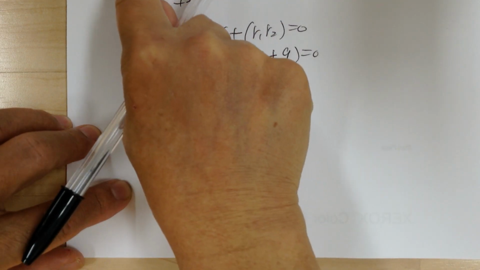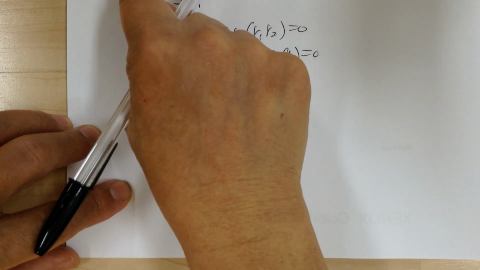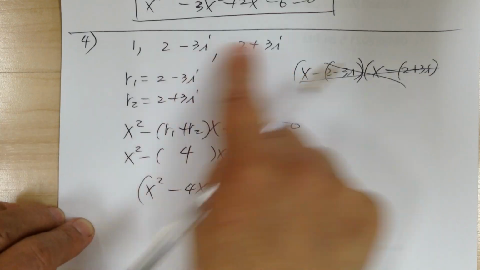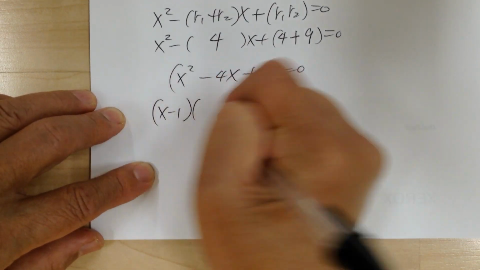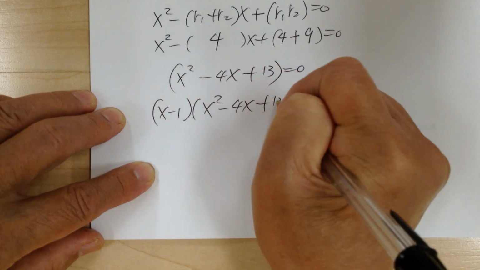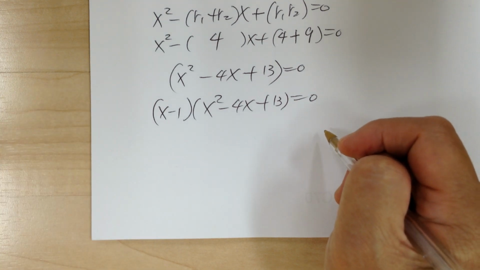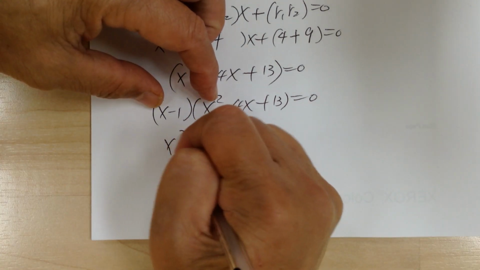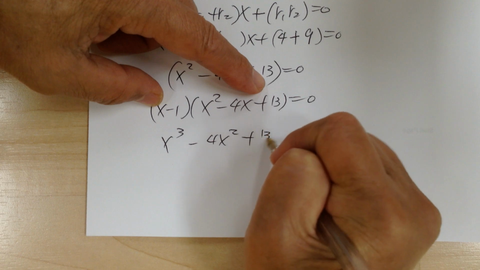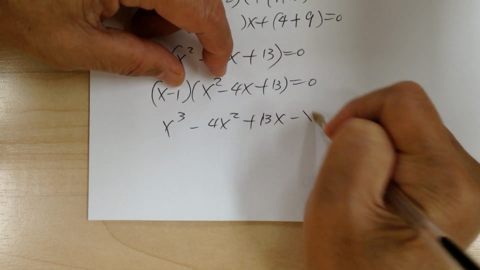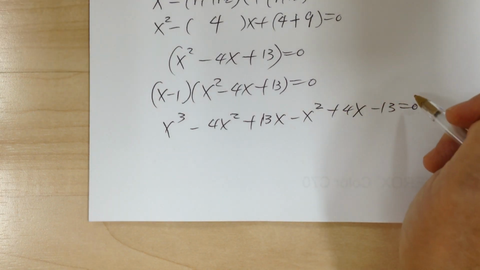Now we can put this part back in here. These two came from these. So now I have to get this part. So it will be x minus 1 times x squared minus 4x plus 13 equal to 0. And then after that, you're going to distribute. So you're going to get x to the 3 minus 4x squared plus 13x. And the next one would be minus x squared plus 4x minus 13 equal to 0.